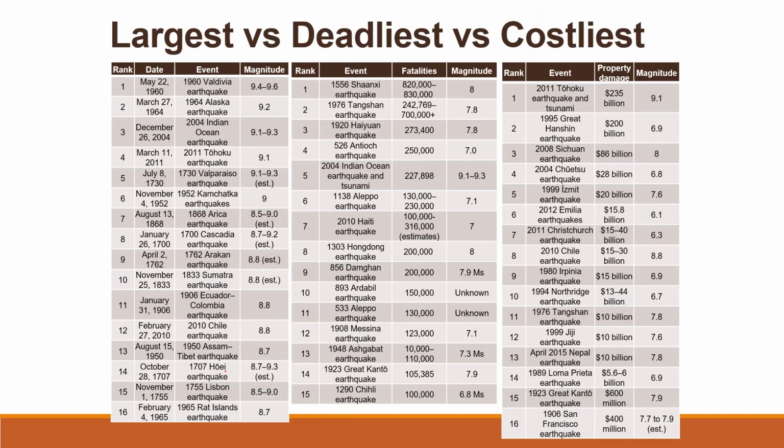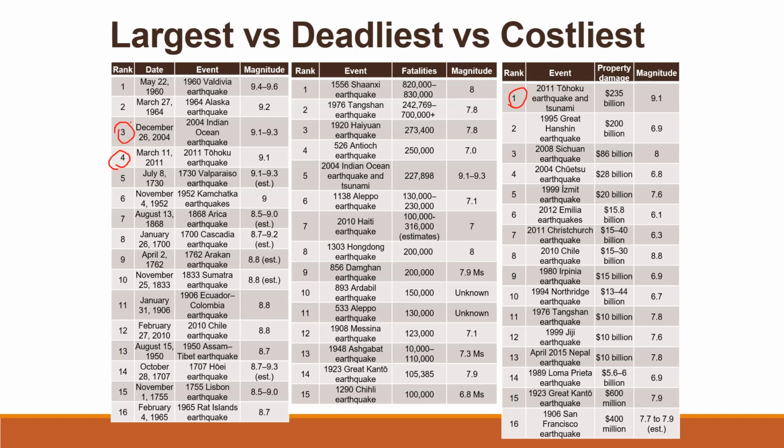So if we look at largest versus deadliest versus costliest, we do not see the same event on all three of these. No one event is found on all three of these. We will see Tohoku is costliest, and it is not on the largest. We will see, let's see, I think Haiti is on both. Is Haiti on? No, that's Chile. No, Haiti's not on both. It's just deadly.